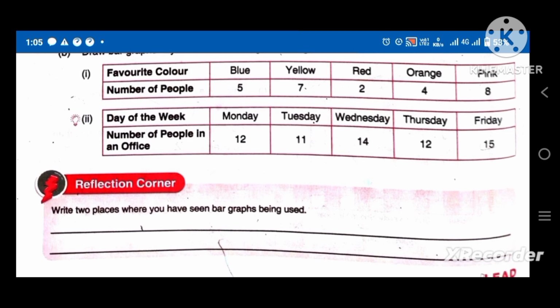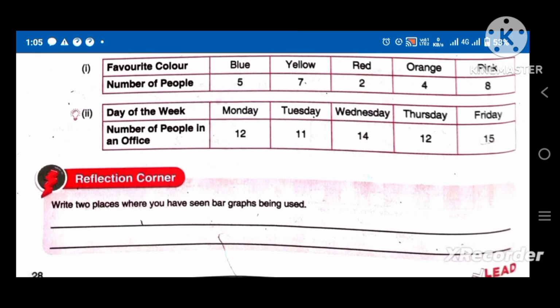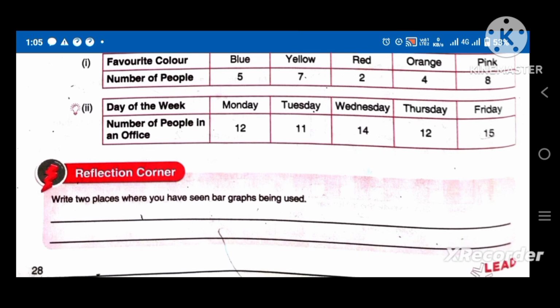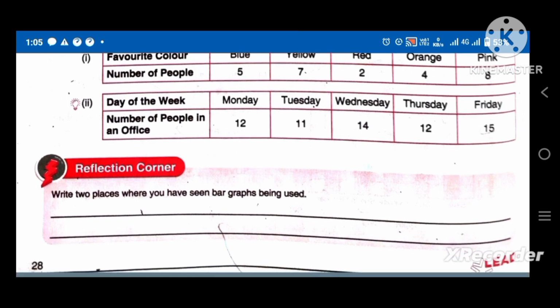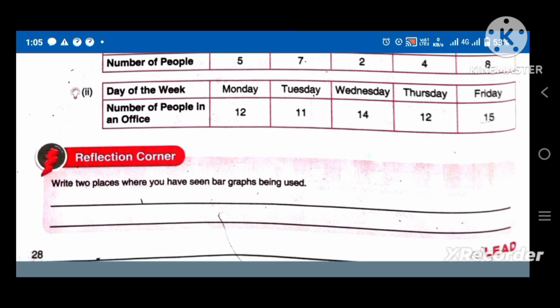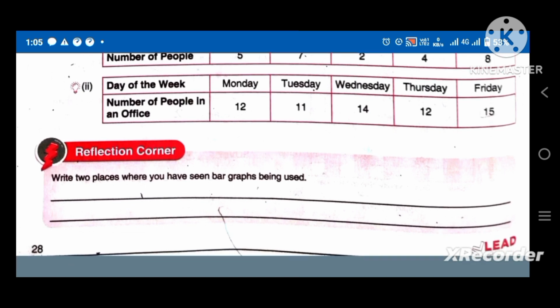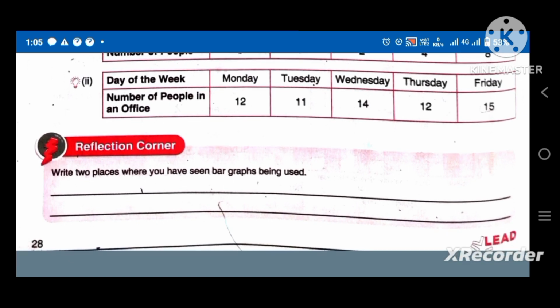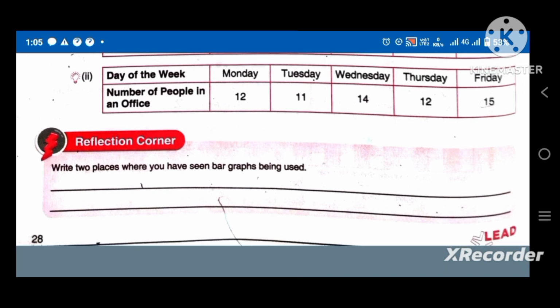Reflection corner: write two places where you have seen bar graphs being used. In cricket, the score, and the students' scores, and the number of students in classes.